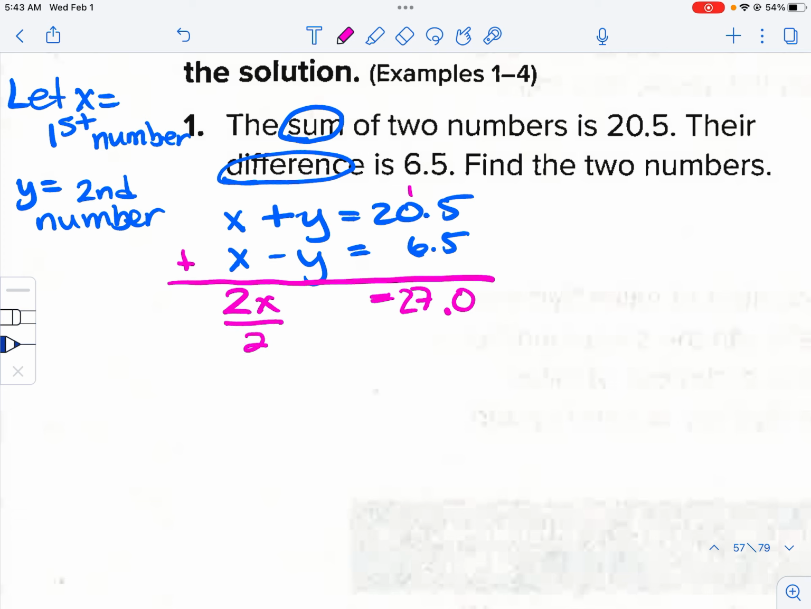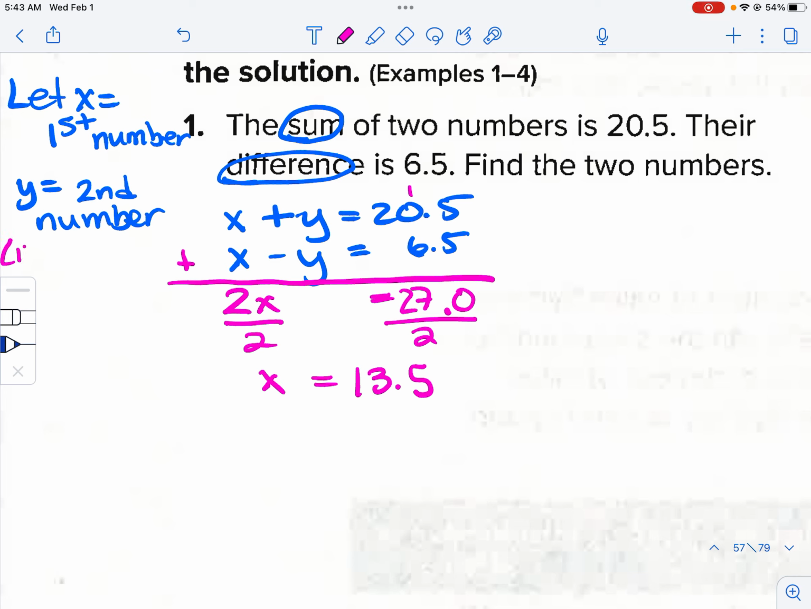So I'm going to divide both sides by 2. 2 goes into 2 one time. 2 goes into 7 3 times with 1 left over. And then 2 goes into 10 5 times. So my first number is 13.5, and I can write that over here if I want. Then I plug it back in.